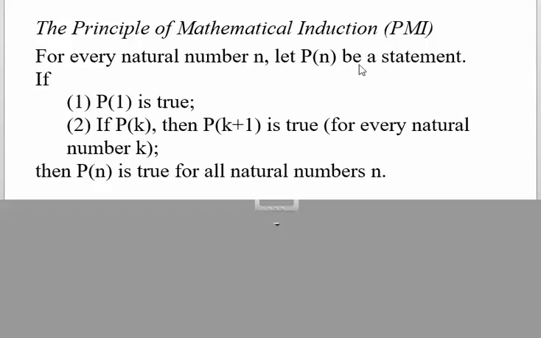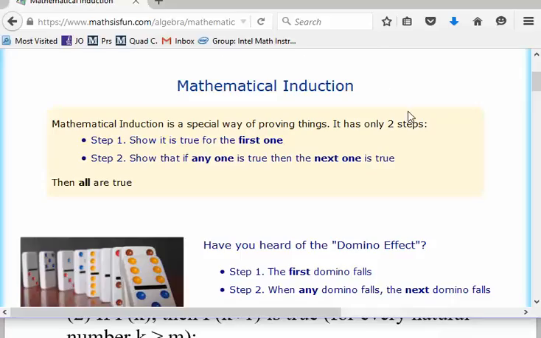I want to take a quick peek here at the mathsisfun.com website. They say that mathematical induction is a special way of proving things. It only has two steps. First of all, you show that the statement is true in the first case. Then you show if it is true at any point, the next statement is true. And our conclusion will be that they are all true.